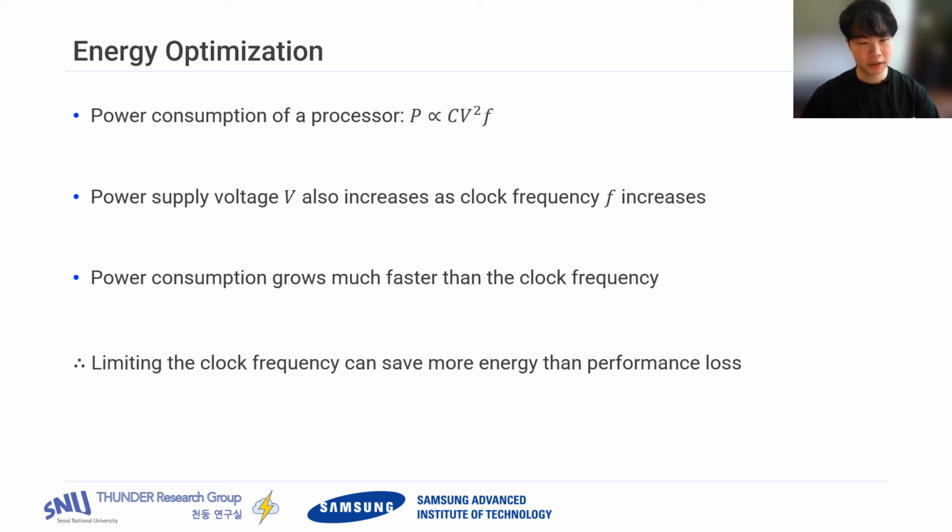In the formula, P seems to be linearly proportional to the clock frequency, but actually the power supply voltage must also increase to support the increased clock frequency. So the power consumption grows much faster than the clock frequency. In other words, we can achieve better energy efficiency by adjusting the clock frequency of a processor.